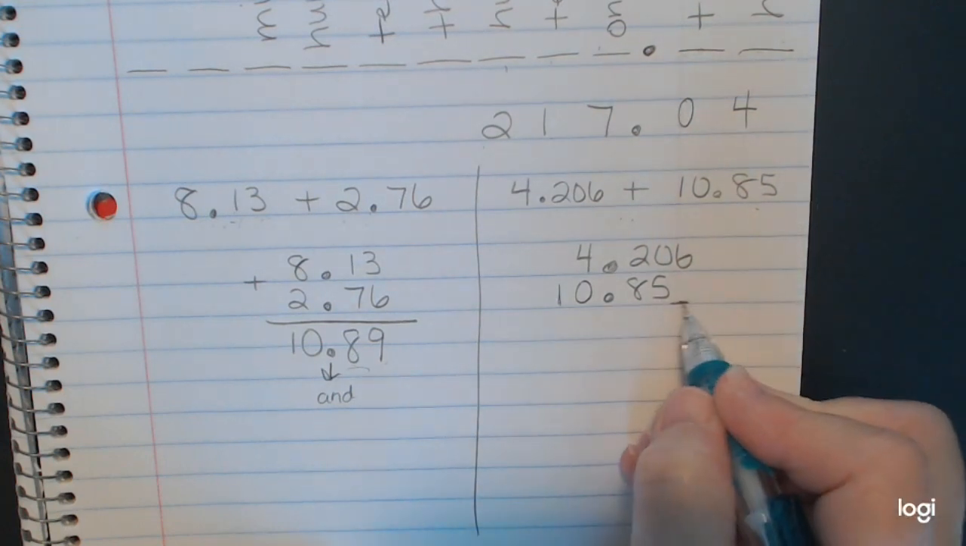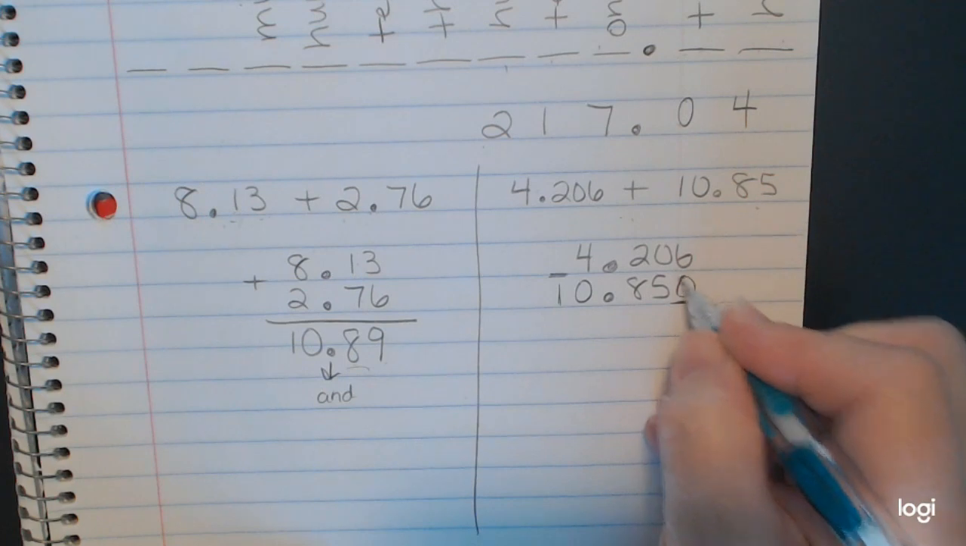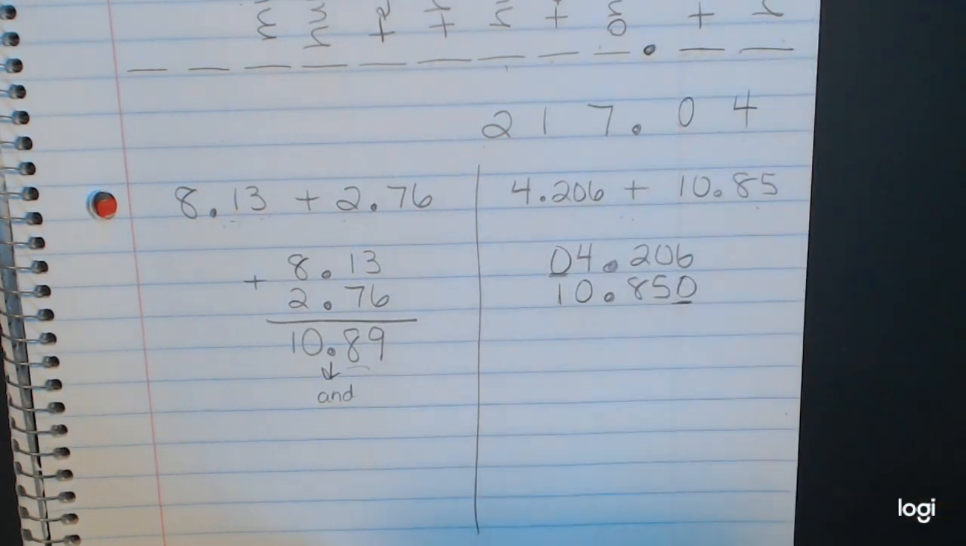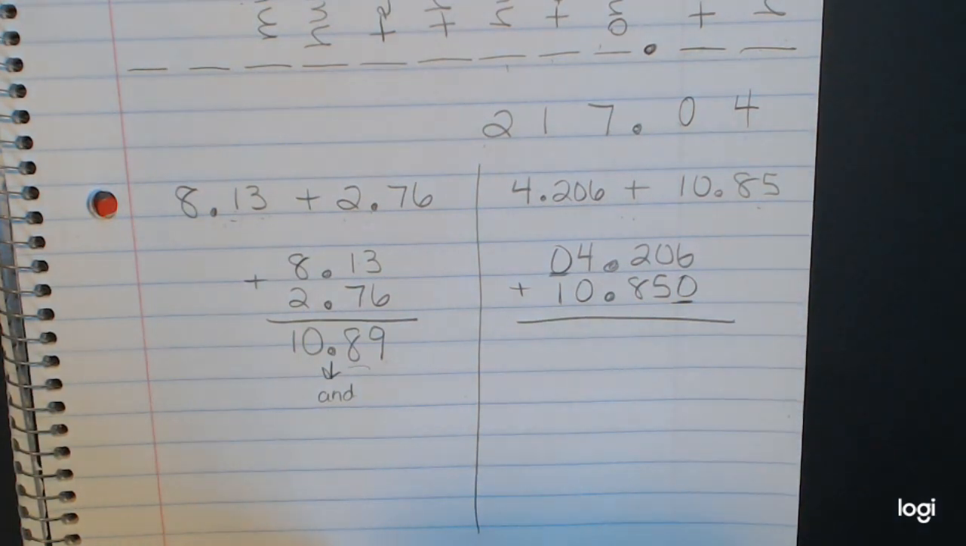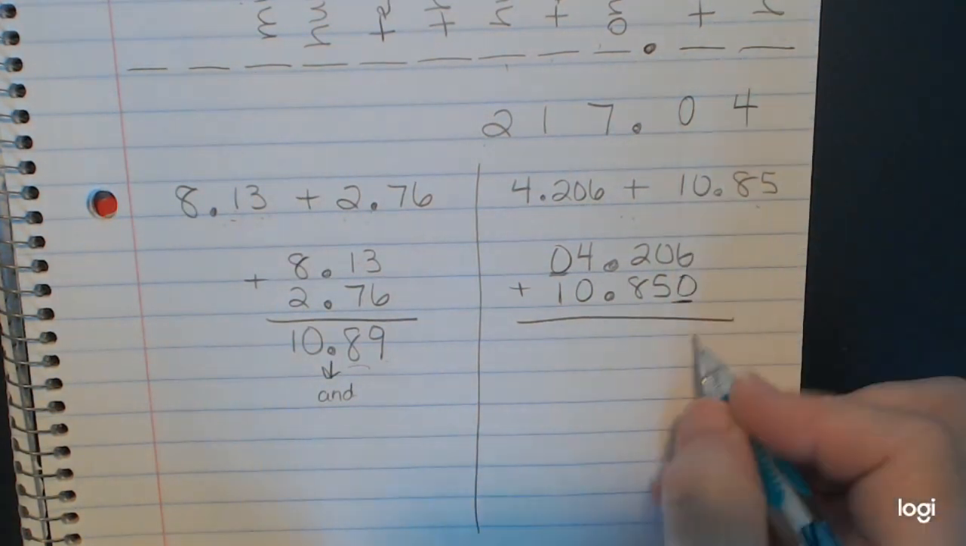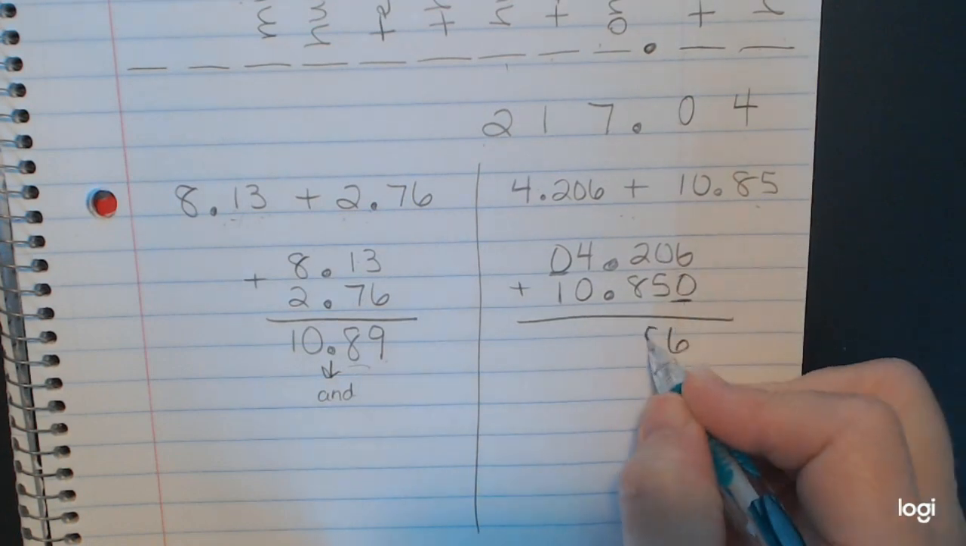If you notice, I have an empty spot here and an empty spot here. So I like to put a placeholder there of zeros to help me make sure everything's straight. And all we do is add straight down. 6 plus 0, 0 plus 5.